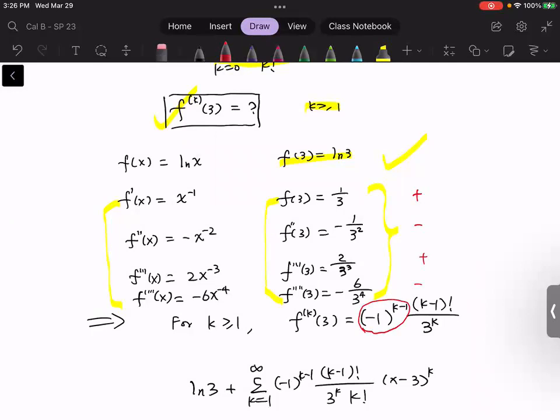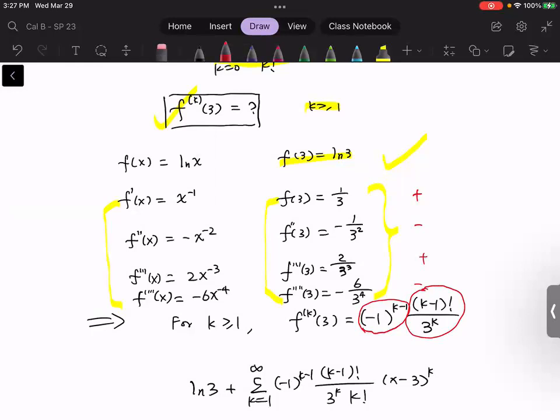With some modification, we can see the exponent will be k minus 1. When k equals 1, we have positive. When k equals 2, we have negative. Now the remaining part will be a ratio like this one. The denominator sounds straightforward. It should be 3 to the power of the order of the derivative that we take, so that's 3 to the power of k.